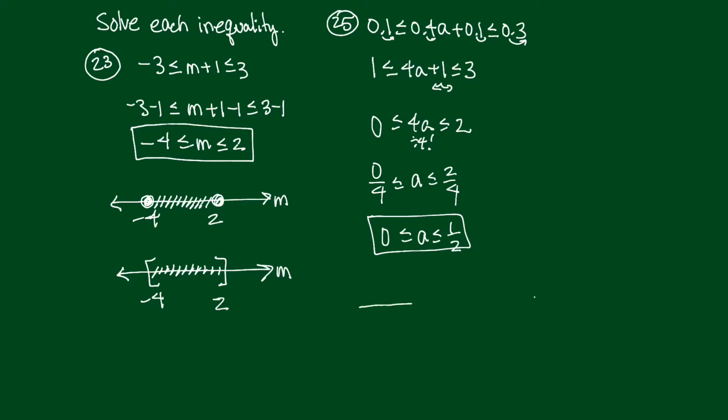We can graph it. We'll draw a number line, label it a, that's our variable, and we're going between 0 and 1/2, and those are included, so I'll put a 0 and a 1/2, shade between, or if you like, you could use the closed circles. 0, 1/2, and everything in between.